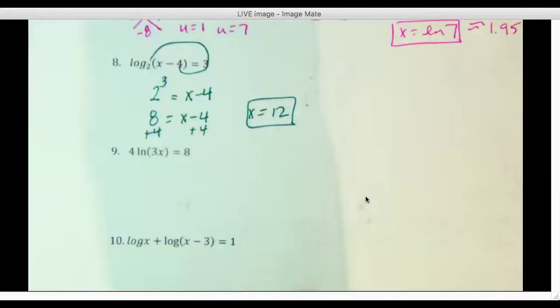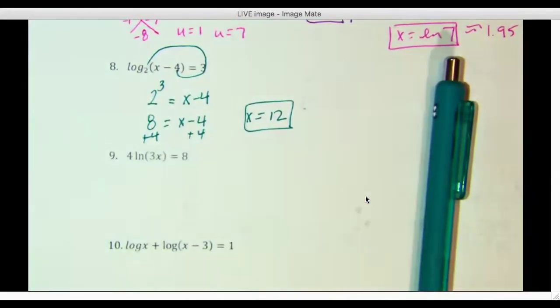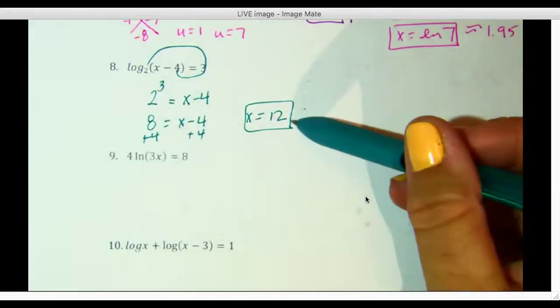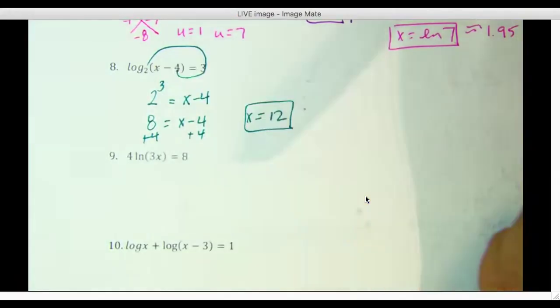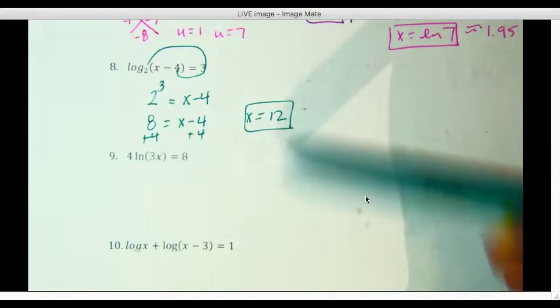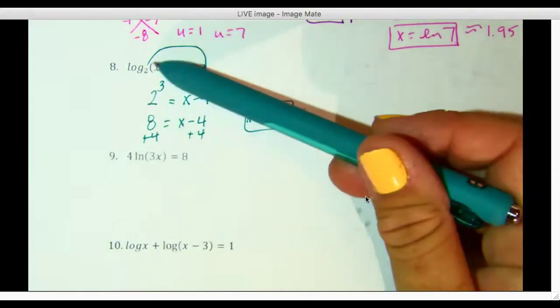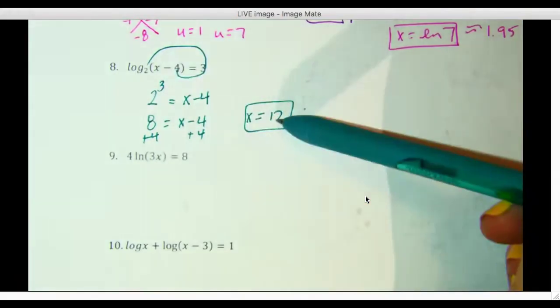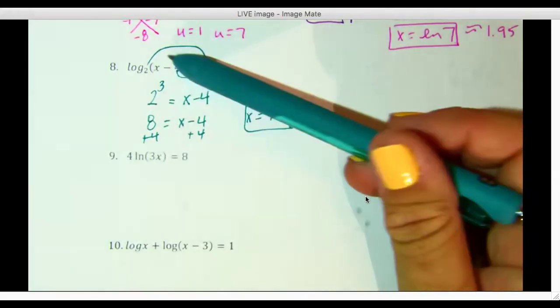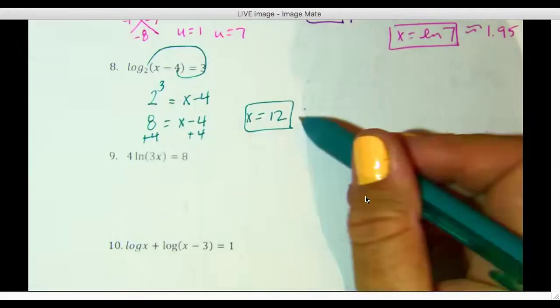Now with log equations, we have to be careful and we have to make sure that we check our answers because log equations don't have all real numbers as their domain. We have to make sure that what we get as our answer, when I plug it in my equation, does not give me a negative inside my logarithm. It's okay to get a negative answer as long as when you plug it back in here, what you get inside your logarithm is not negative. So 12 minus 4 is 8. That's a positive number, so this is okay.